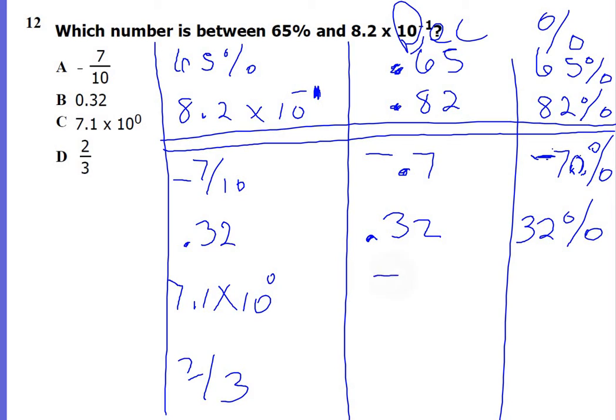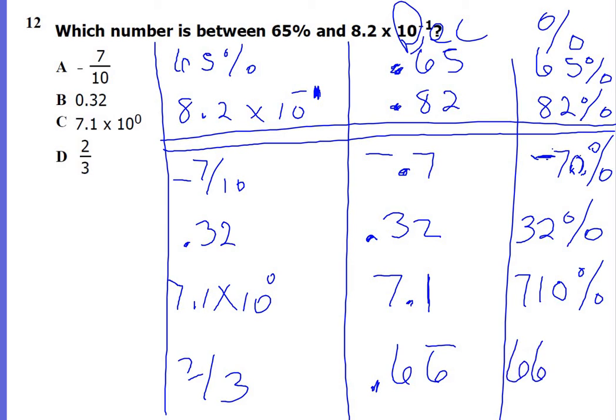7.1 times 10 to the 0, when you put it in your calculator, will give you 7.1. If you take 7.1 and multiply by 100, you get 710%. Then you're going to take 2 divided by 3 and get a decimal, which is 0.66 repeating. Multiply that by 100 and you get 66.6 repeating percent.